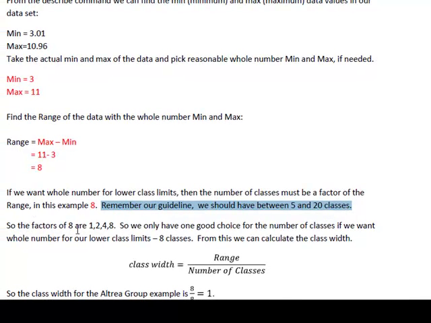So let's look at the factors of 8. 1, 2, 4, and 8. In other words, all the numbers that could go into 8. Well, 1 and 2, and 4, all three of those numbers are too small for the number of classes. So we have only one choice. We have to have 8 classes if we want our endpoints, our lower class limits, to be whole numbers. So we're going to say we want to have 8 classes.